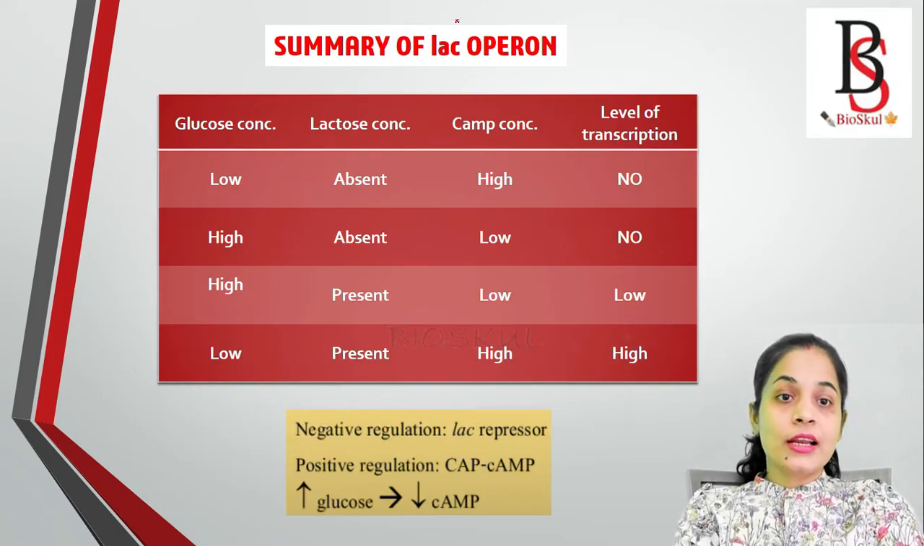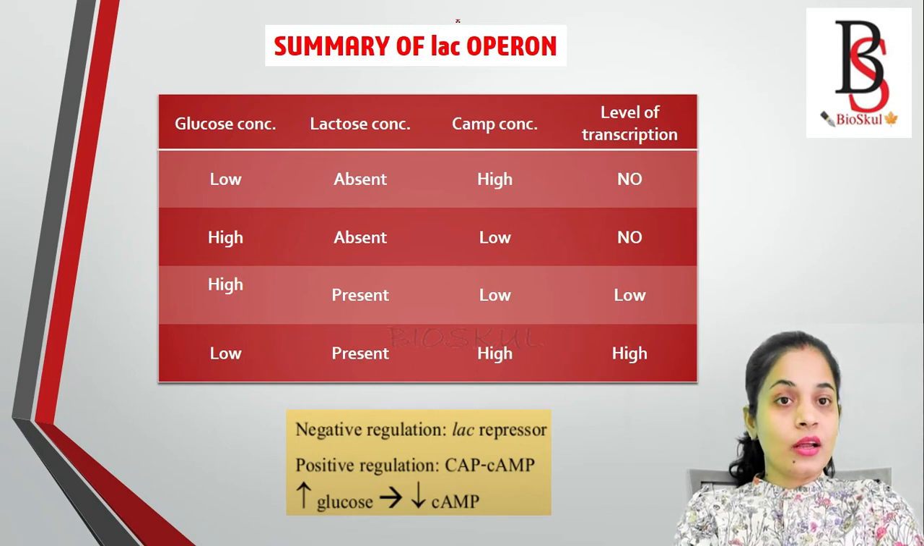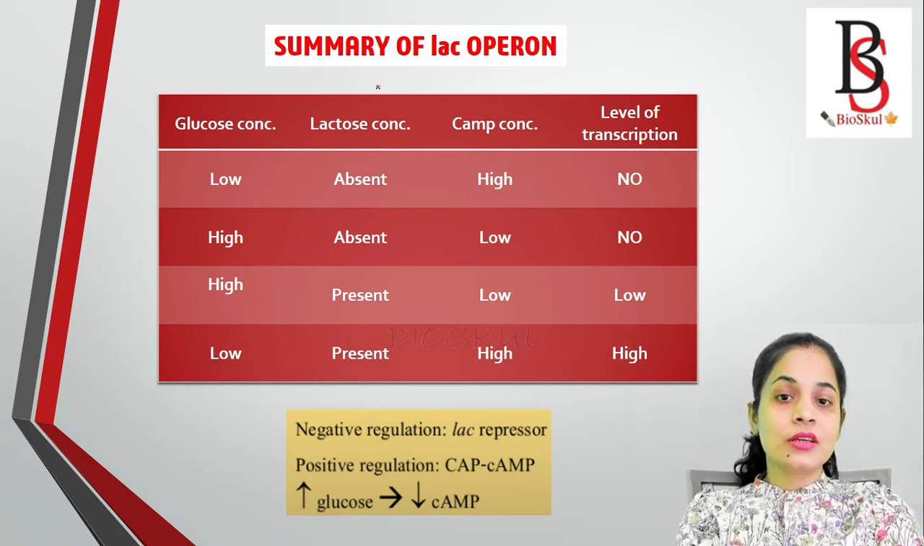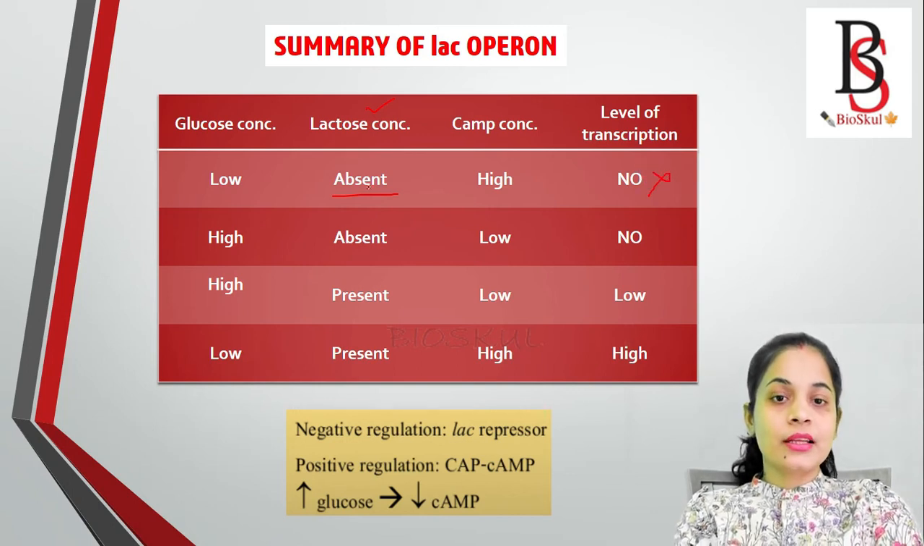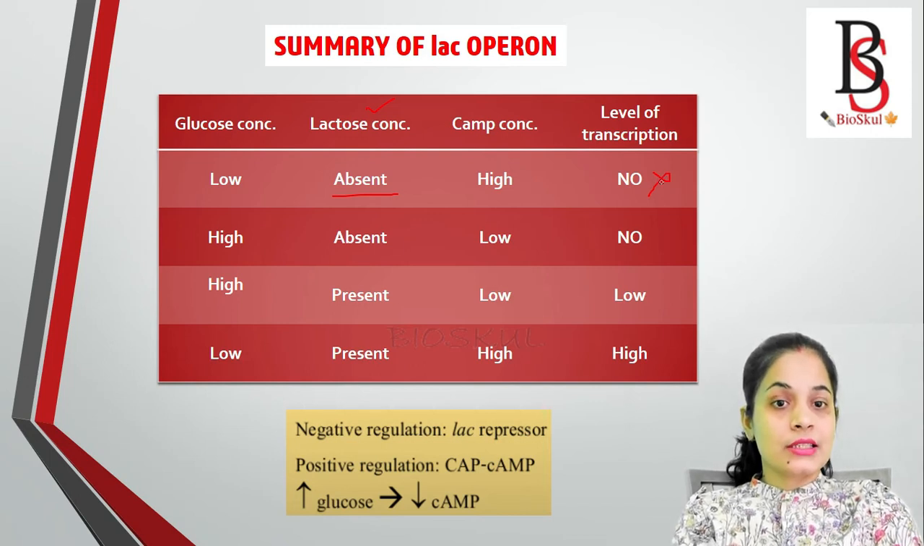At which condition will the Lac Operon be turned on or turned off? In this condition, first we will look into the lactose concentration. If the lactose is absent in the medium, then the level of transcription will be off, or there will be no transcription. If the lactose is absent, then there is no need to look at the concentration of glucose. You can directly write that there will be no transcription.